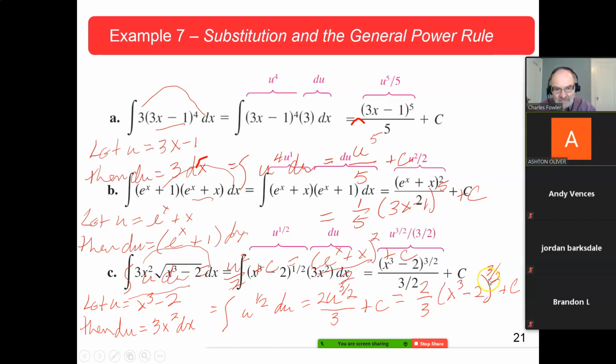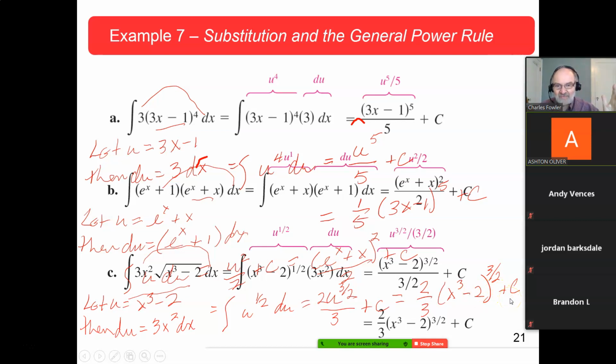Okay, they wrote it this way. They wrote it over 3/2, which is sort of awkward, but it's okay. Let's see if they took it one more step. Yes, they did. Then they wrote 2/3. Look at that. They wrote just like I did. 2/3 x cubed minus 2 raised to the 3/2 power plus c. Exactly like we did.